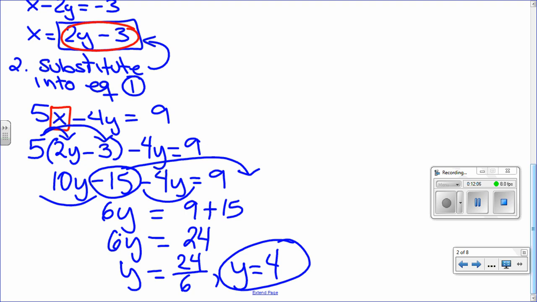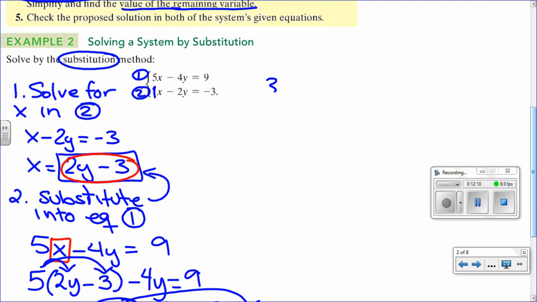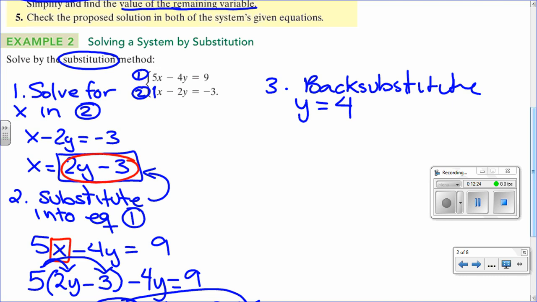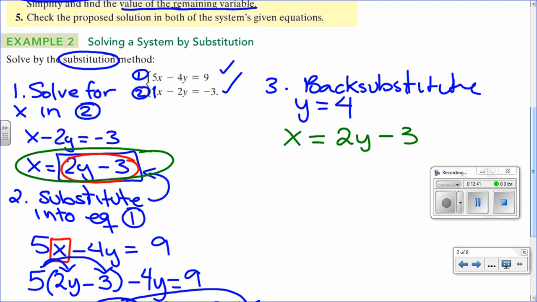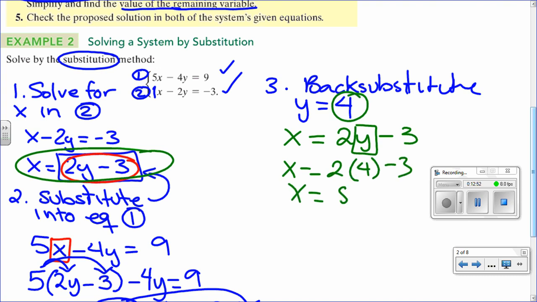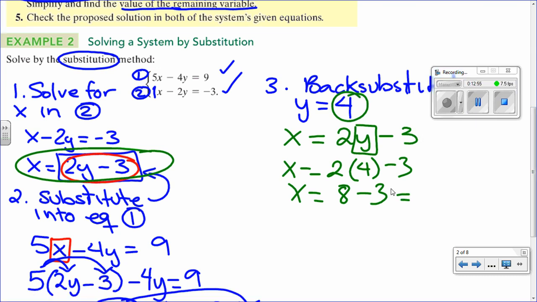Now that we have that, we're going to go back and back substitute the value, y equals 4. Here you could choose any equation. You could substitute it here or here. But the easiest thing is just to use this one, because it's already written in terms of x. So x is equal to 2y minus 3. So now we're going to substitute that number into the y variable. So that will turn into 2 times 4 minus 3, which will be 8 minus 3, and that is equal to 5.